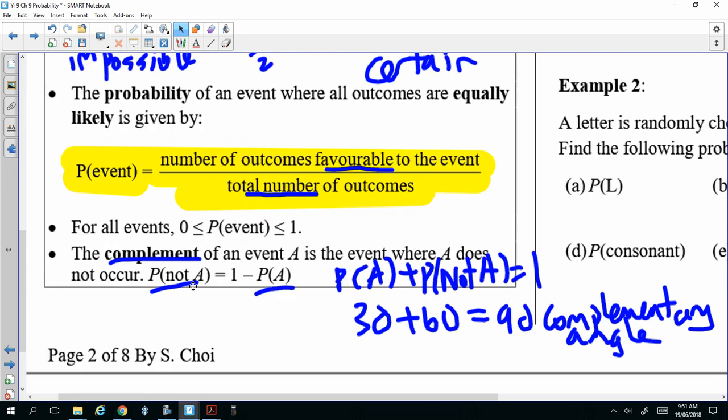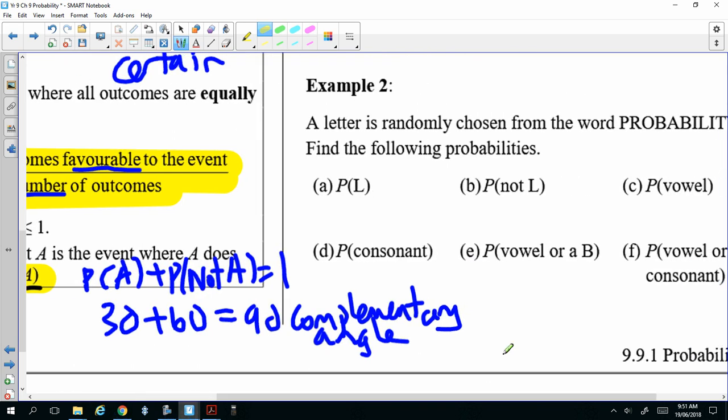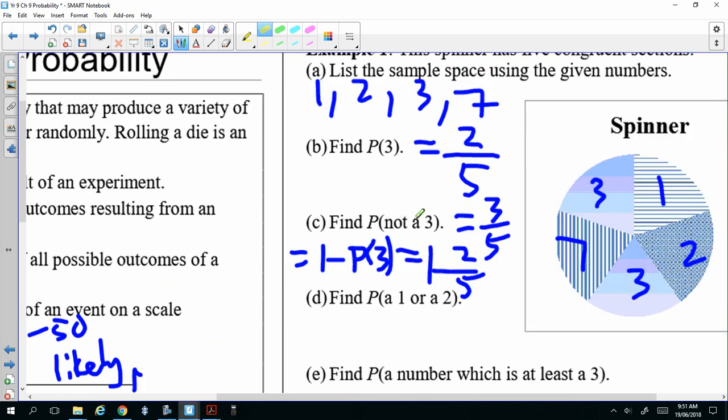This is a complementary event, meaning they add up to 1. If I know the probability of the event, I can find the probability of the event not occurring by subtracting from 1. So not a 3 is 1 minus the probability of 3. Get it? Because 1 minus 2/5 is 3/5. The event is either a 3 or not a 3, so they add up to 1. Okay? All right, move on to the next one.